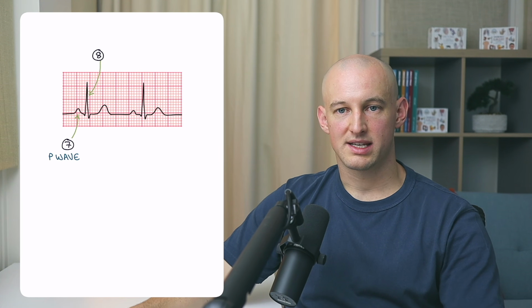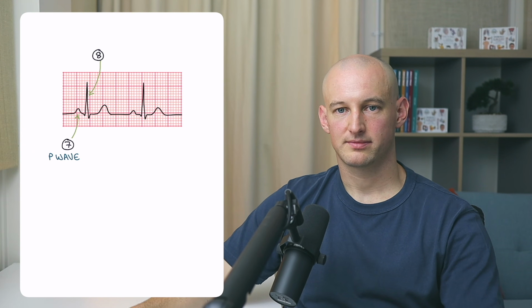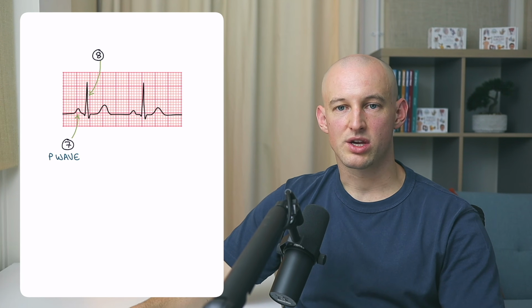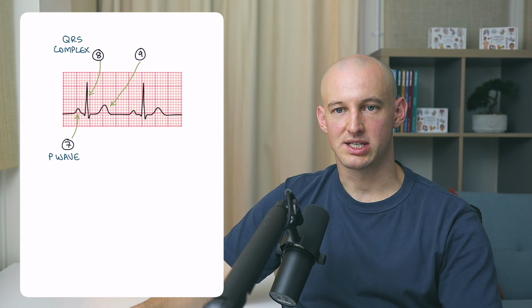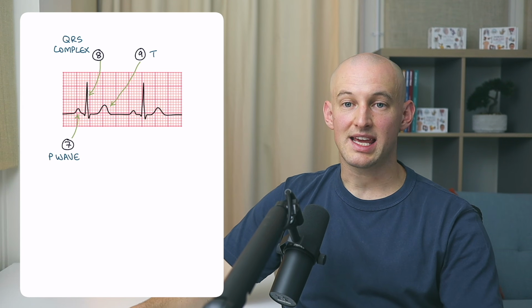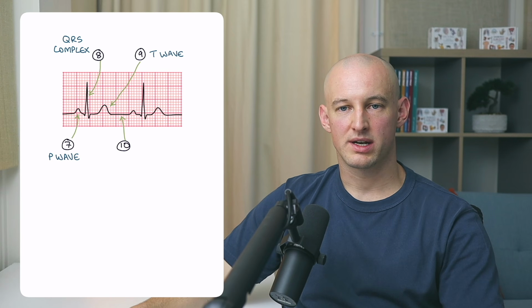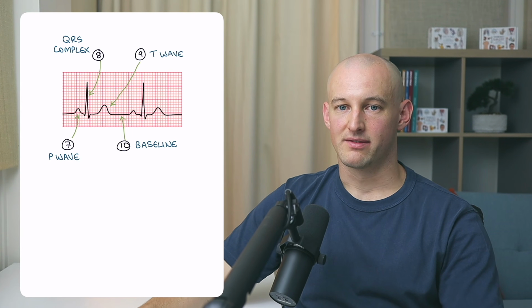Question 8 is, what is this part of the ECG in the middle? This is the QRS complex. Question 9. What's this final bump on the ECG? This is the T wave. And question 10. What is this flat part of the ECG? This is called the baseline.